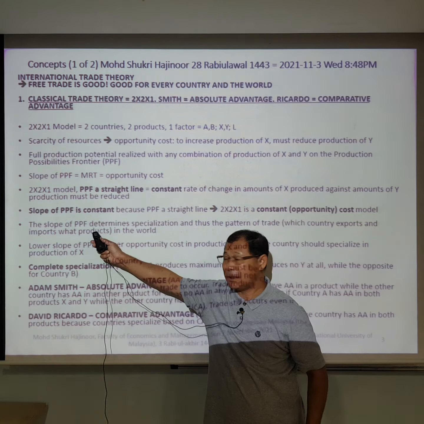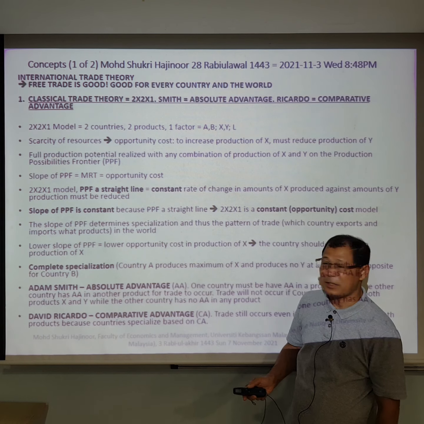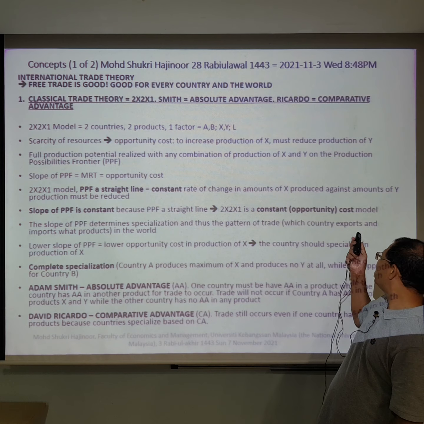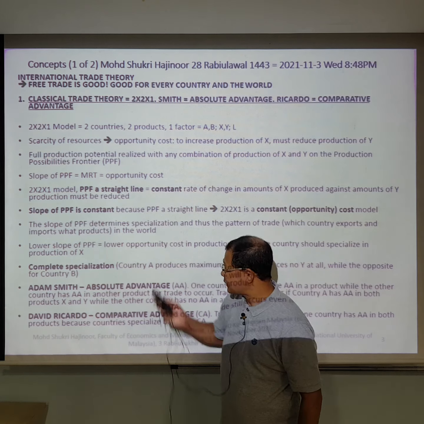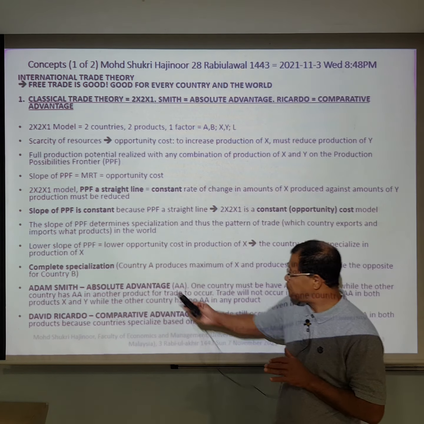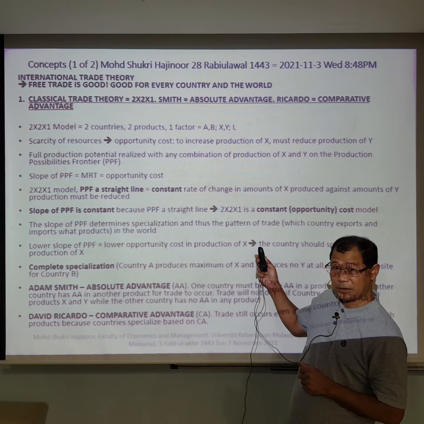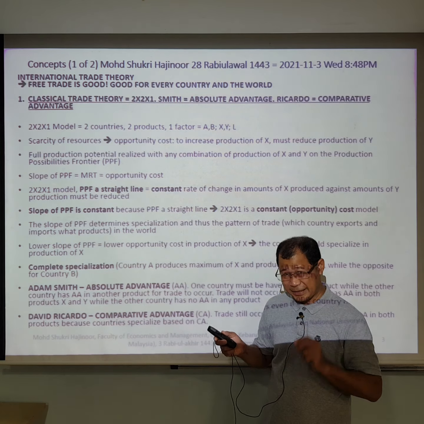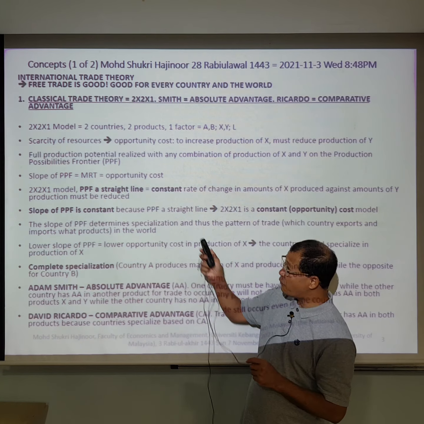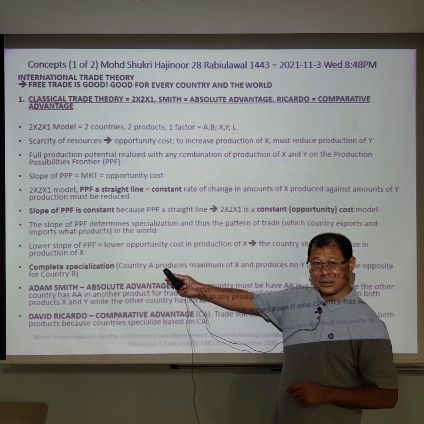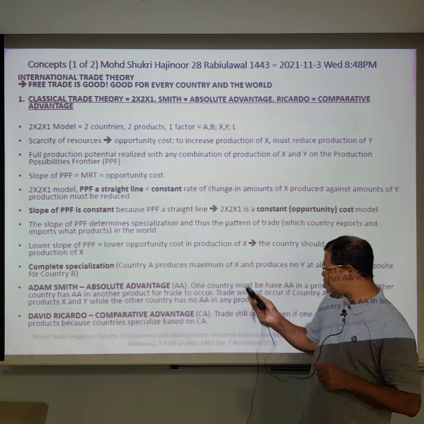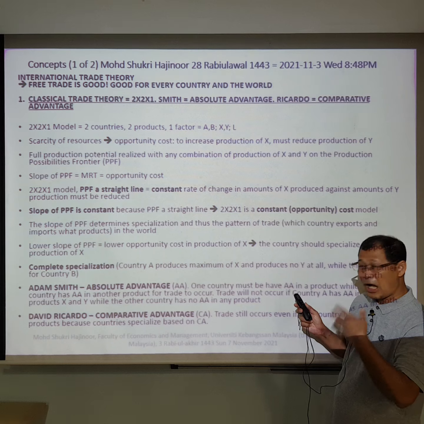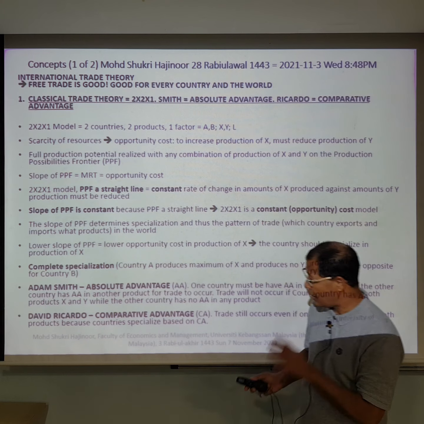So the slope of the PPF determines specialization and thus the pattern of trade in the world, which is which country exports and which country imports what products. The lower the slope of the PPF, the lower the opportunity cost in production of X, and the country should specialize in X. And also there's complete specialization in this model of 2 by 2 by 1. Country A produces the maximum of X and produces no Y at all, while it is the opposite for the other country. So we have two figures here.